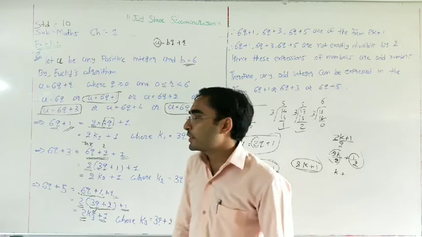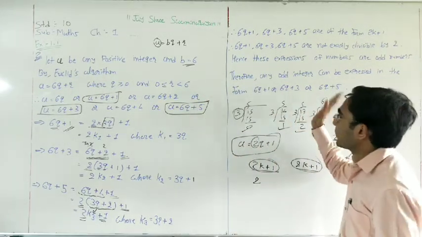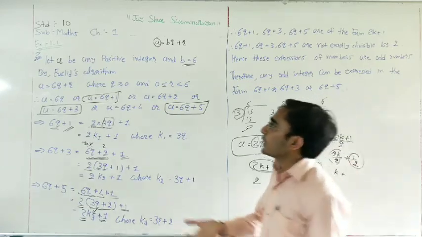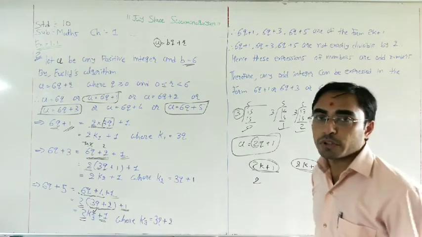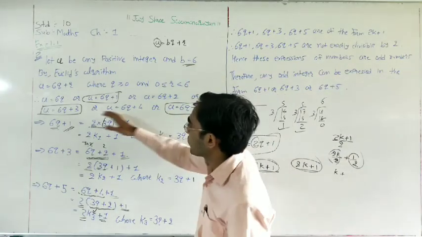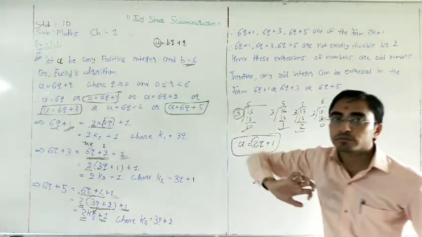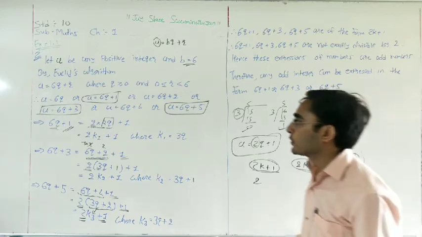Again, quickly I repeat this. Here we need to prove 6q plus 1, 6q plus 3, 6q plus 5. So here you need to take b equal to 6, with a and b any positive integers. Here b is equal to 6, so we have a total of 6 possibilities. Out of these 6 possibilities, you only need to prove it for the odd numbers.